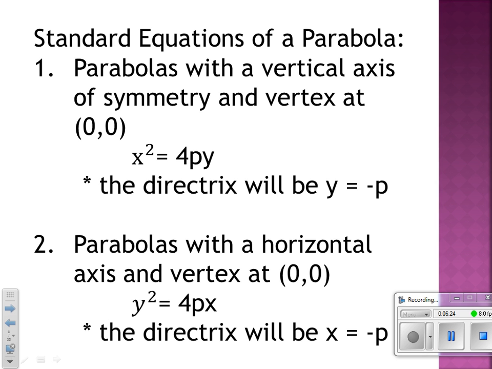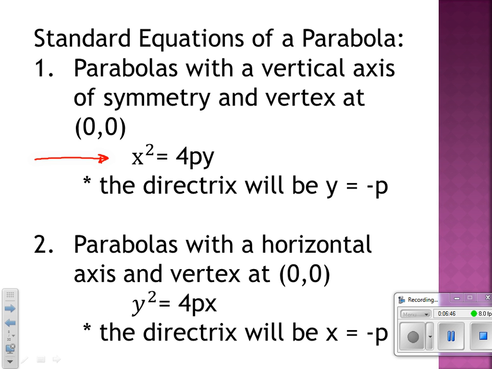All right, so anyway, parabolas with a vertical axis of symmetry and a vertex of 0, 0. In other words, these are going to be the ones that open up and down. We already have worked with parabolas that have an x squared value. We know that they are the ones that open up and down, so that has not changed. Now the rest of the stuff on the other side, 4py.